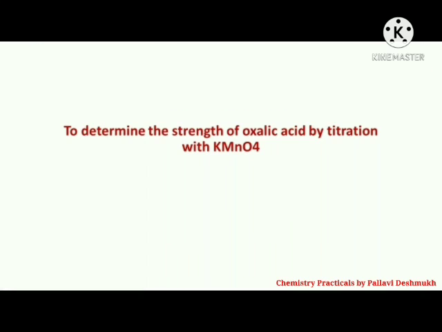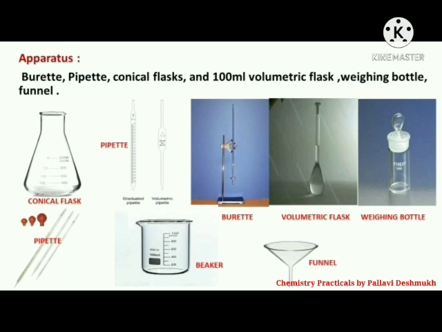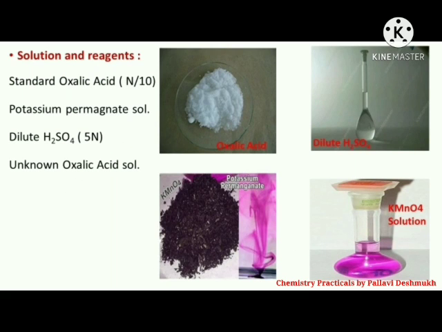Today's experiment is to determine the strength of oxalic acid by titration with KMnO4. The apparatus needed for the experiment are burette, pipette, conical flask, volumetric flask, weighing bottle and funnel. Solutions required for the experiment: standard 0.1 normal oxalic acid, potassium permanganate solution, 5 normal dilute H2SO4 solution and unknown oxalic acid solution.